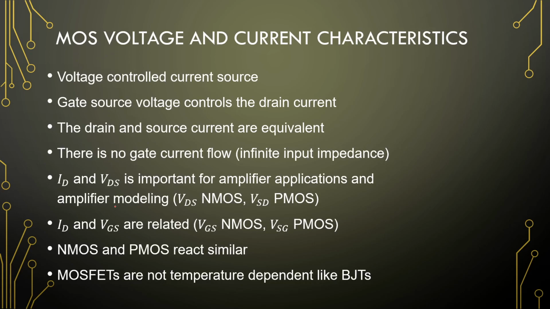Right, the first thing you should know about the MOSFET is that it's a voltage controlled current source, unlike the BJT, which is a current controlled current source. The gate source voltage controls the drain current. Then the drain and source current are equivalent since there is no gate current input. The gate is somewhat like the base of the BJT. It has infinite input impedance, so no current is flowing in.